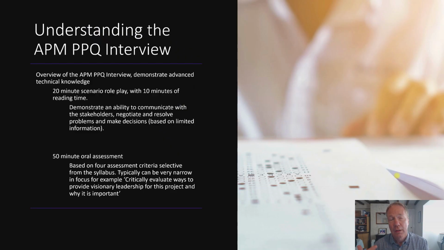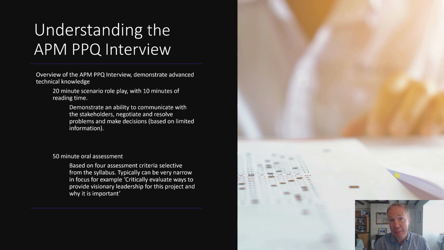So there are two parts to the PPQ interview. The first part is a scenario role play. And here the assessors will play the role of the sponsor typically, or a key stakeholder. And they will ask you to play the role of the project manager for the project, who's been appointed about a week ago.